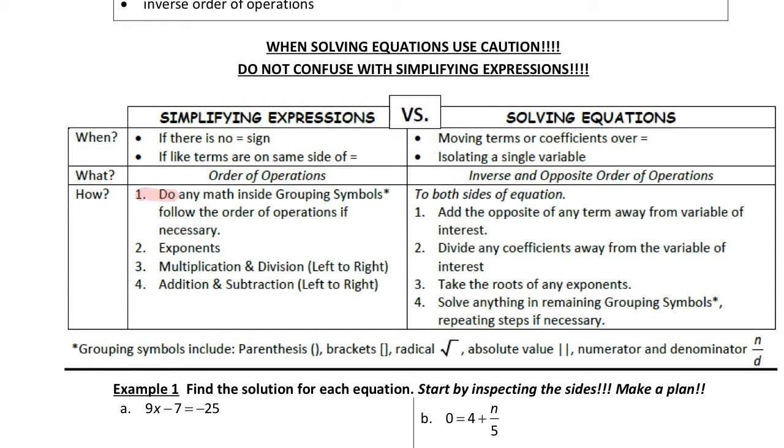We know that the first thing you do is math inside any grouping symbols. We usually call that the P in Please Excuse My Dear Aunt Sally, so in PEMDAS. Next, you're going to do any exponents. So if you have any mathematics to do with exponents, that is the E in our PEMDAS.